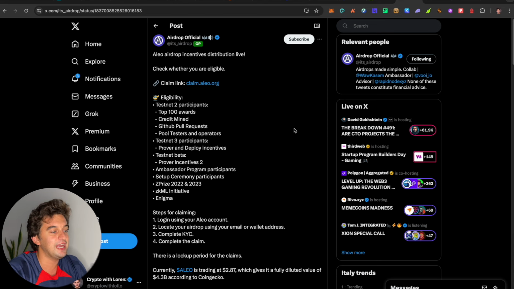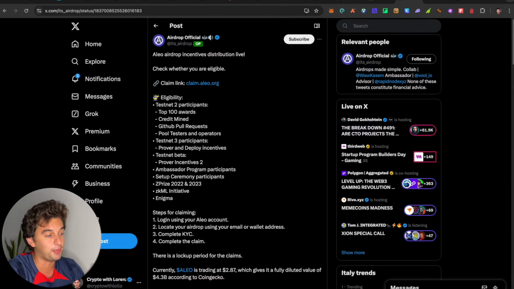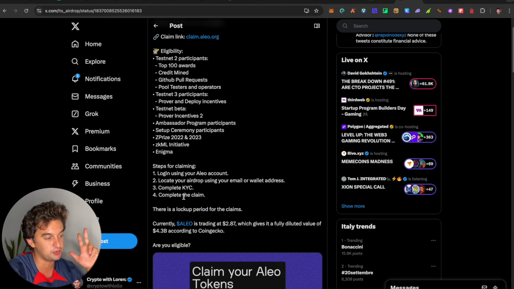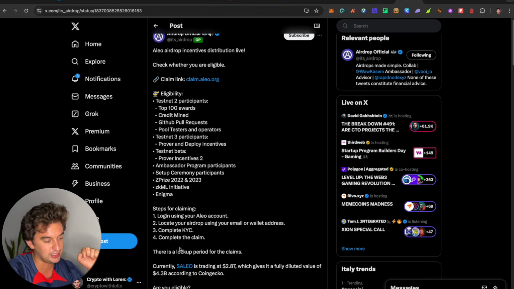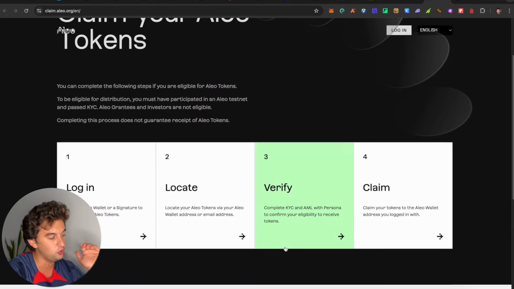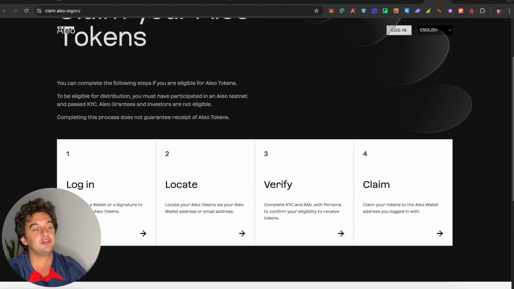Following up, we do have the Aleo airdrop incentivized distribution. It is also live. Check whether or not you are eligible. The link will be down below. For the Aleo, which we did participate in, the eligibility includes: Testnet 2 participant, top 100 awards, Credit Mine, GitHub pull request, pool tester and operator, Testnet 3 participant, prover and deploy incentivized, testnet beta, prover incentivized 2, ambassador program participant, setup ceremony participant, ZPrize 2022-2023, ZKML initiative, Enigma, and so on. But I will leave you the link down below. Aleo is trading at $2.87, which gives a fully diluted value of $4.3 billion. All you gotta do is log in with a wallet, locate your Aleo token via your Aleo wallet address or email address, verify, and claim. These are the four easy steps for you to go and do.